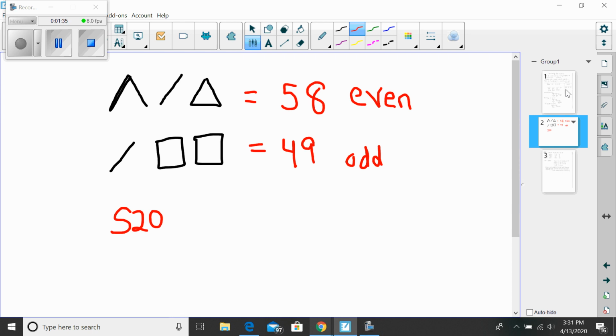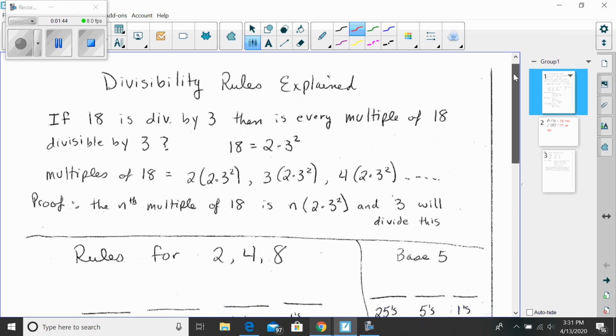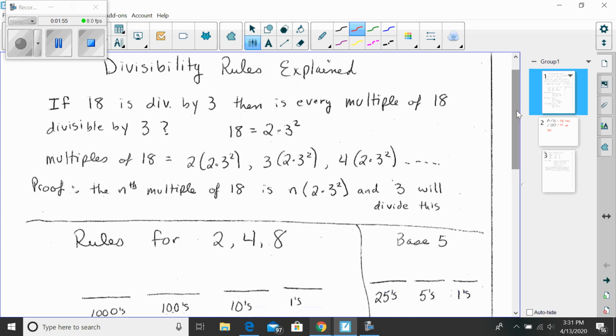So in the document that you looked at, when you took notes, you had rules for 2, 4, and 8. I'm going to kind of group those, 2, 4, and 8 in one grouping, and 3 and 9 in another grouping, and then 5 and 10 in another grouping. So the idea behind explaining the divisibility rules is we need to consider this first statement. If 18 is divisible by 3, does that mean every multiple of 18 is also divisible by 3? So once I establish that 3 goes into a number, say n, does that mean that every multiple of that is still divisible?